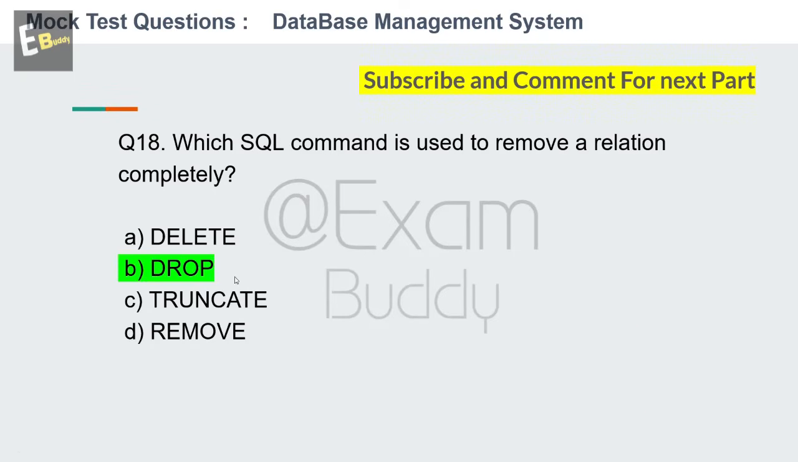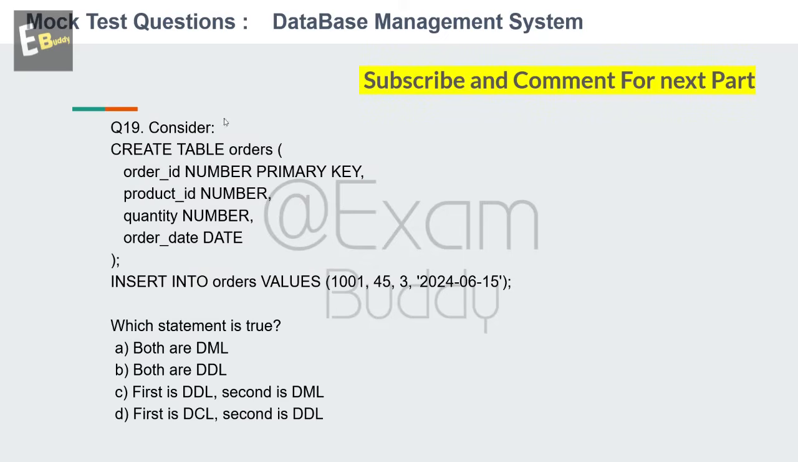Now let's go to our question number 19. Consider: create table order (order_ID number primary key, product_ID number, quantity number, order_date). Insert into order values 100, 145, 3, 2024-6-15. Which statement is true?